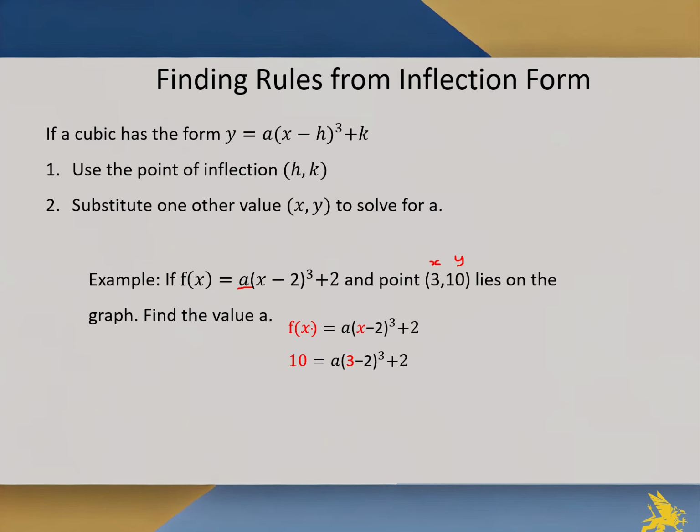So that means I've got 10 is equal to a(3 minus 2) to the power of 3 plus 2. I then solve. This gives me 1 cubed, which is 1, so it leaves me with 10 equals a plus 2. If I get a by itself, I will then have 8. Now we know that we've got 8, I am then able to write the rule.